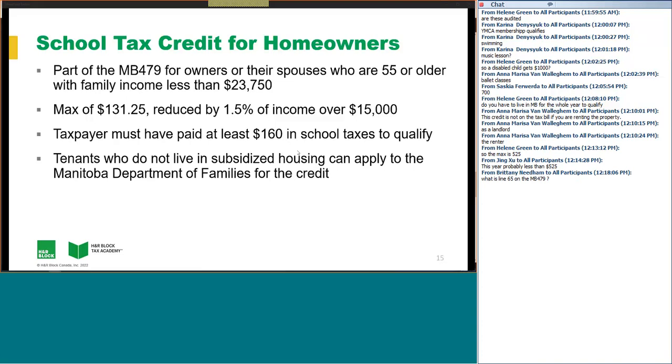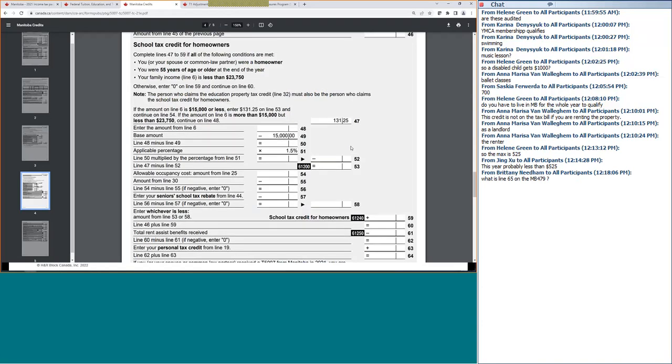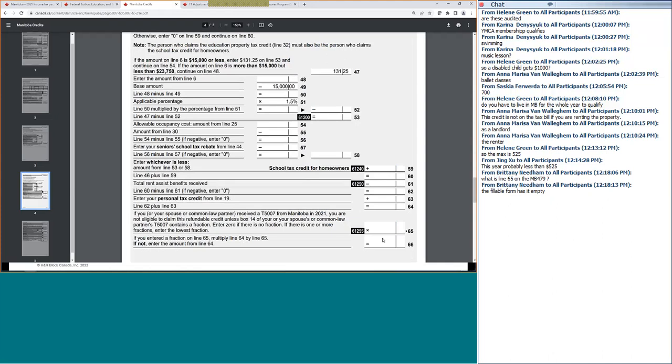What is line 65 on the MB479? Line 65 is social assistance. So social assistance is what happens if you have a T5007. That's where you're going to put your box 14 if you're in Manitoba. And if you are receiving social assistance, you are not going to get any of the refundable credit. Or if you're on social assistance for part of the year, you're only going to get part of the refundable credits. If the fillable form is broken, you're going to have to do that part manually. But if you're not on social assistance, you could ignore it, yes.